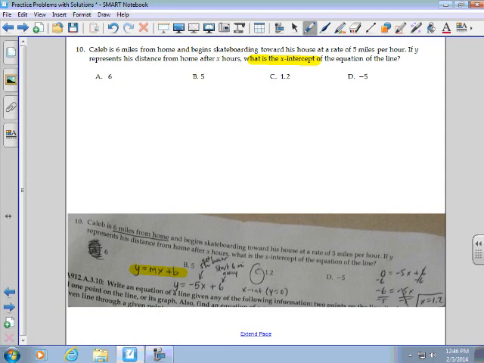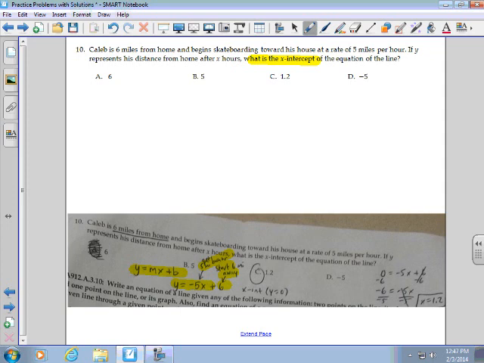Alright, so if we look at this, it says Caleb is 6 miles from his home and begins skateboarding towards the house at 5 miles per hour. So he starts at 6 miles away. So your y-intercept would be 6 miles away. Alright, now he's approaching at 5 miles per hour. So it's getting closer at 5 miles every hour. So it's negative 5 times x, which is the number of hours. So your equation is y equals negative 5x plus 6.